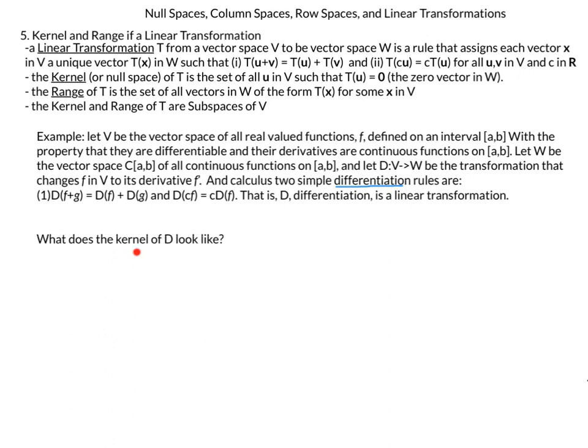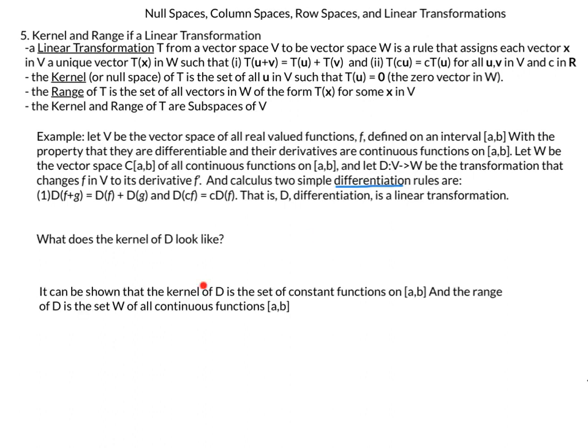Now we can ask, what do the kernel and the range look like? We'll start with the kernel. So the kernel, remember, those are the things that get mapped to 0. So our mapping is differentiation. So what things do the derivatives map to 0? The things that get mapped to 0 are the set of constant functions. The constants get mapped to 0. The range, then, is also the set of all continuous functions. As long as you can take an antiderivative, then you can be in the range.